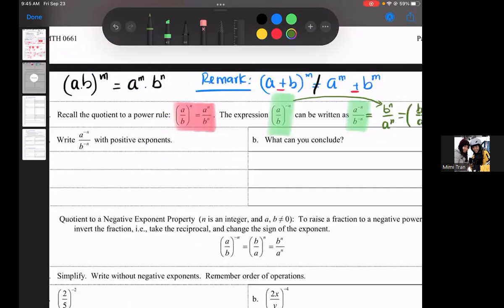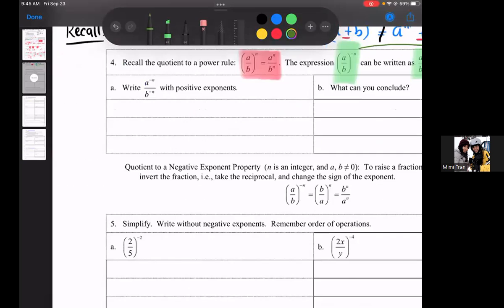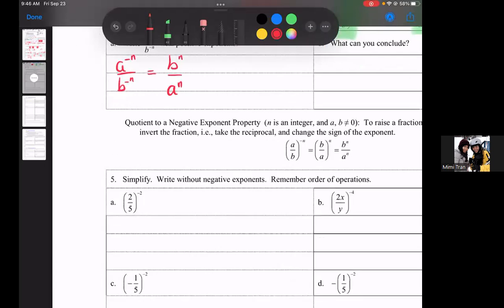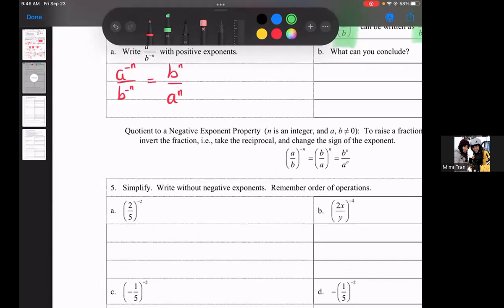So maybe I'll write like this: a to the negative n over b to the negative n is equal. You already know that. That's the same thing I talked about above.